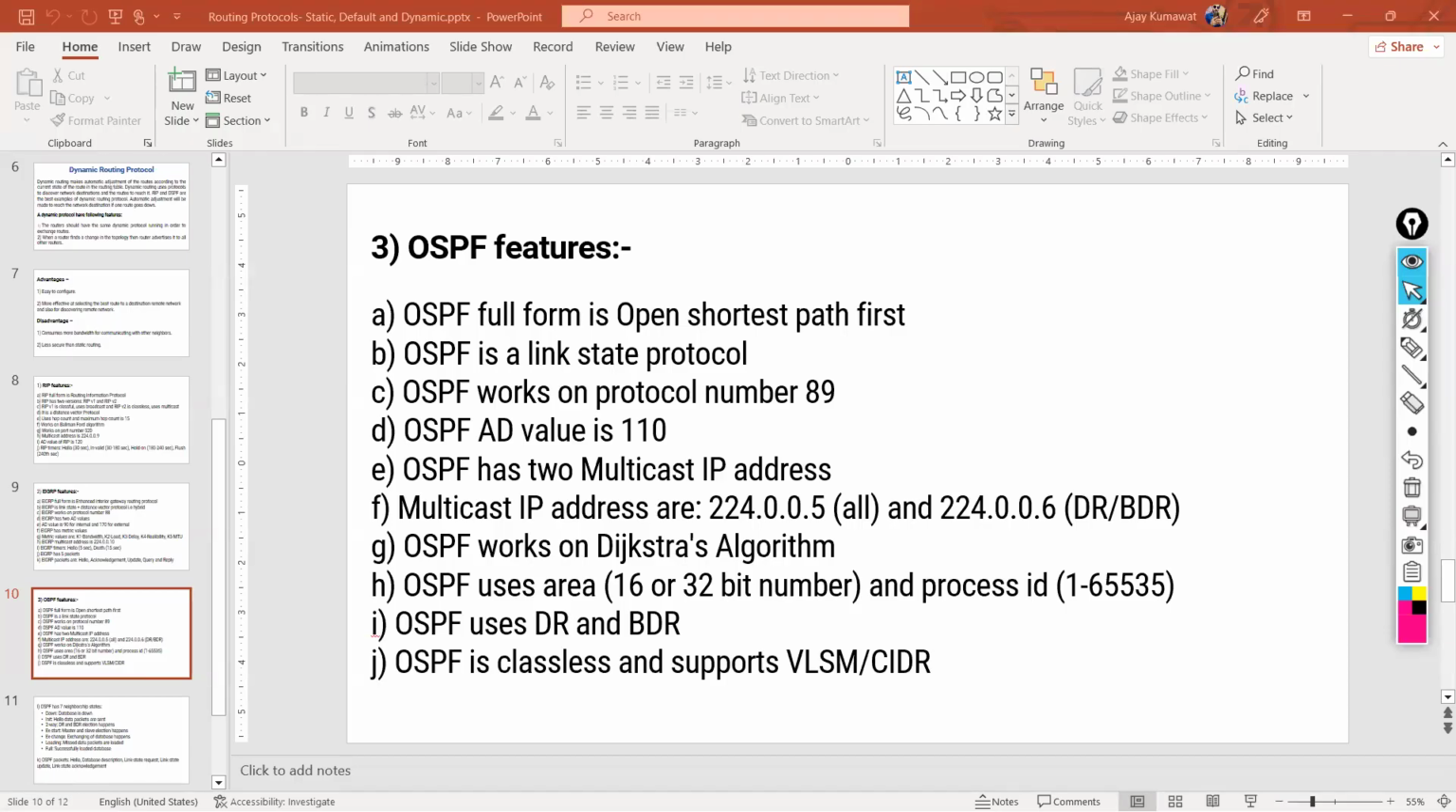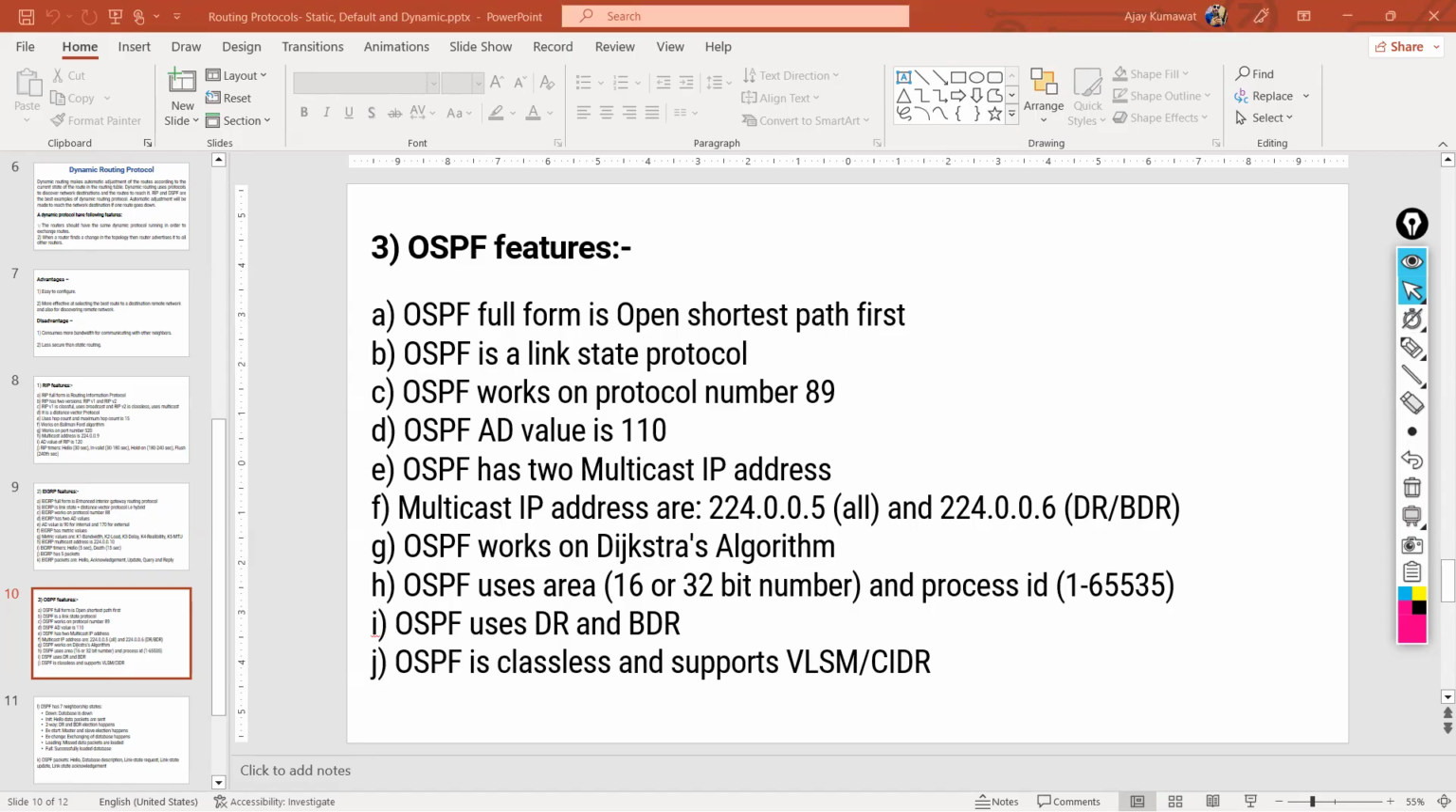Hey, good afternoon. So in the last session, we started with dynamic routing, and in dynamic routing we have seen EIGRP and RIP. RIP is an obsolete protocol, a distance vector protocol not being used. Then we have EIGRP, a hybrid protocol that has the features of both distance vector as well as link state.